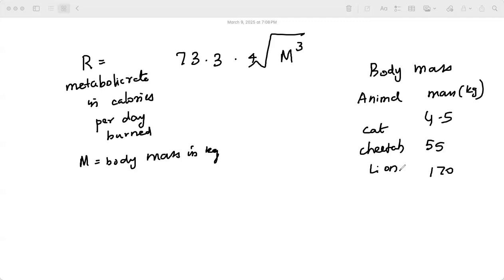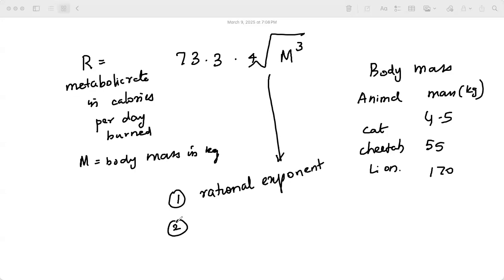Now, can you rewrite this formula with a rational exponent? That is question number 1. Question number 2: can you find the R value of the cheetah to the nearest 50 calories? Can you do this?